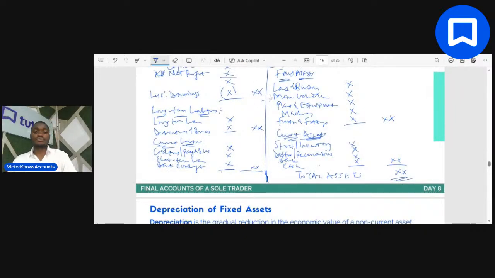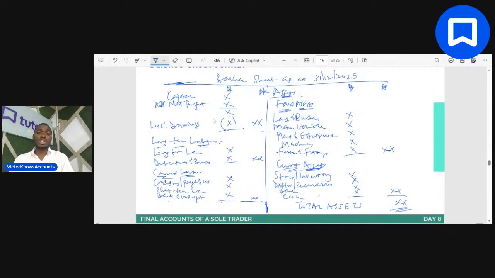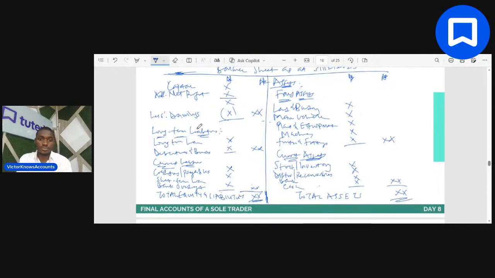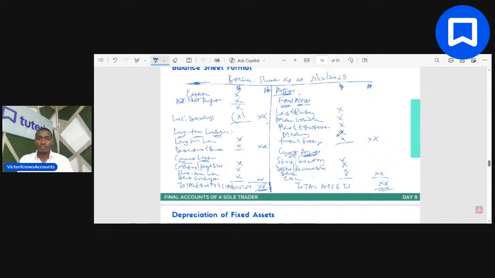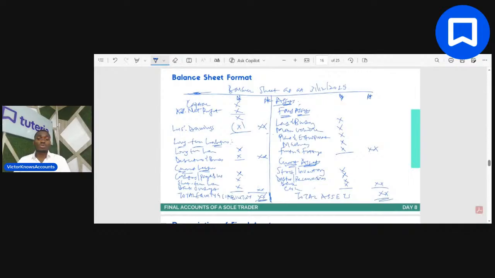Equity, don't forget, this is your equity. That's capital. Capital plus long-term liability plus short-term liability. This is total liability. When you add it to capital, you have this. This is your total equity and liabilities. All right, total equity and liabilities.